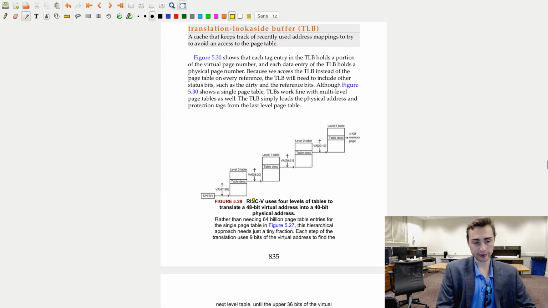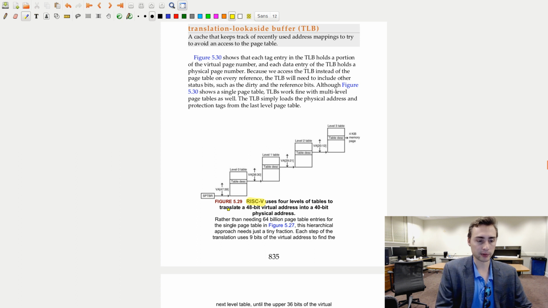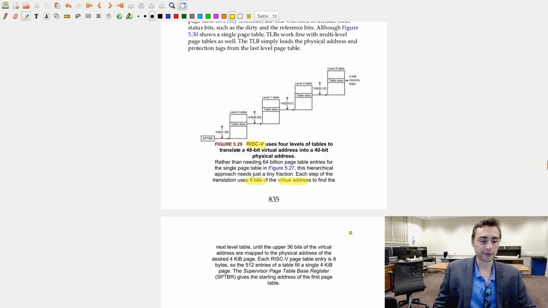This is a RISC-V book, so we should talk about how this is implemented on a RISC-V machine. It uses 4 levels of tables to translate a 48-bit virtual address into a 40-bit physical address. Rather than needing 64 billion table entries for a single page table, this hierarchical approach just needs a tiny fraction. Each step of the translation uses 9 bits of the virtual address to find the next level table until the upper 36 bits of the virtual address are mapped to the physical address.